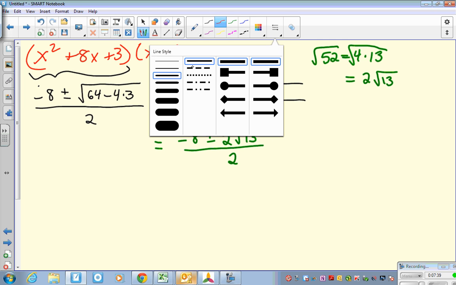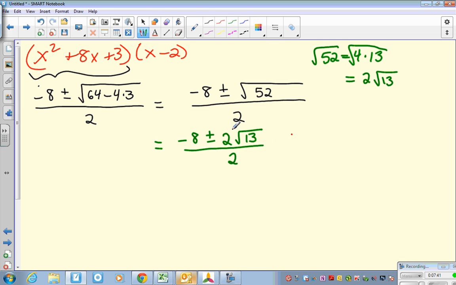Well, now hopefully you notice that there's a 2 that goes here, can cancel. A 2 can come out of the 8, and we're left with 4. And so this is negative 4 plus or minus root 13 over 1. So we don't have to write that over 1. So now let's write all of our roots.